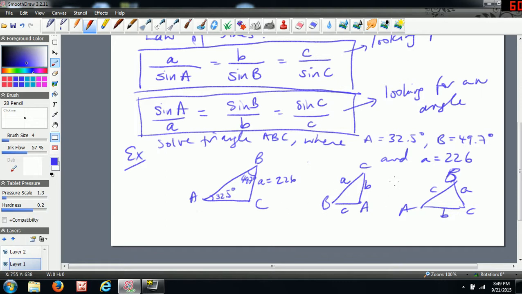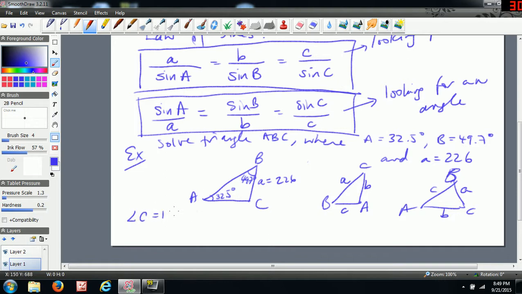Okay, so now the question is saying solve triangle ABC, where angle A is equal to 32.5 degrees, angle B is equal to 49.7 degrees, and side a is equal to 226. So you write all that information in, and then we know the rule of triangles is that all the angles of a triangle add up to 180. So if I have angles A and B, I can find C using that rule.